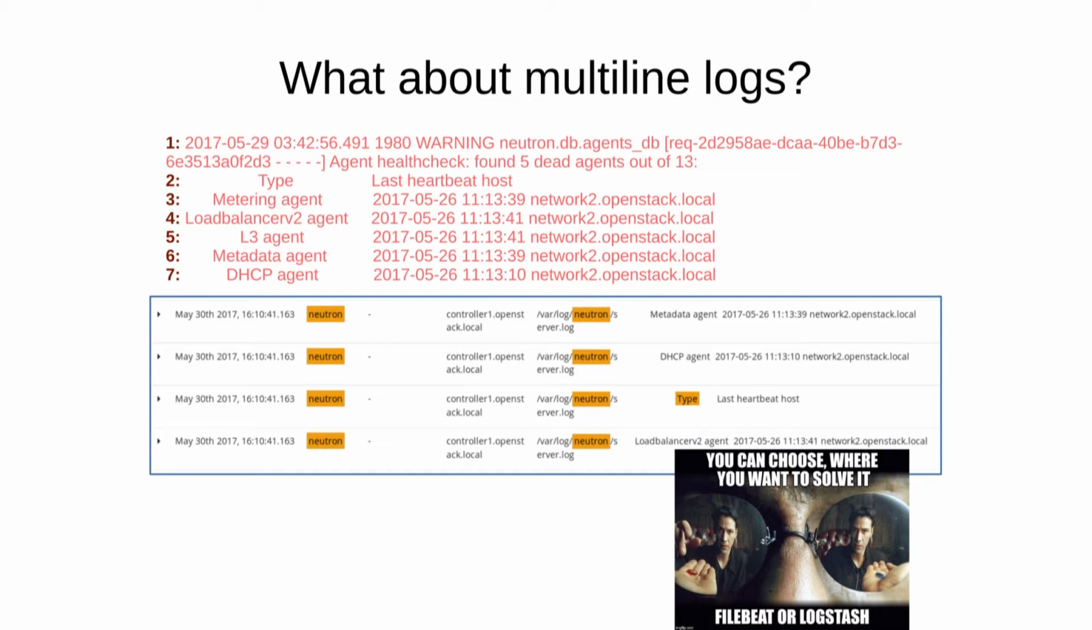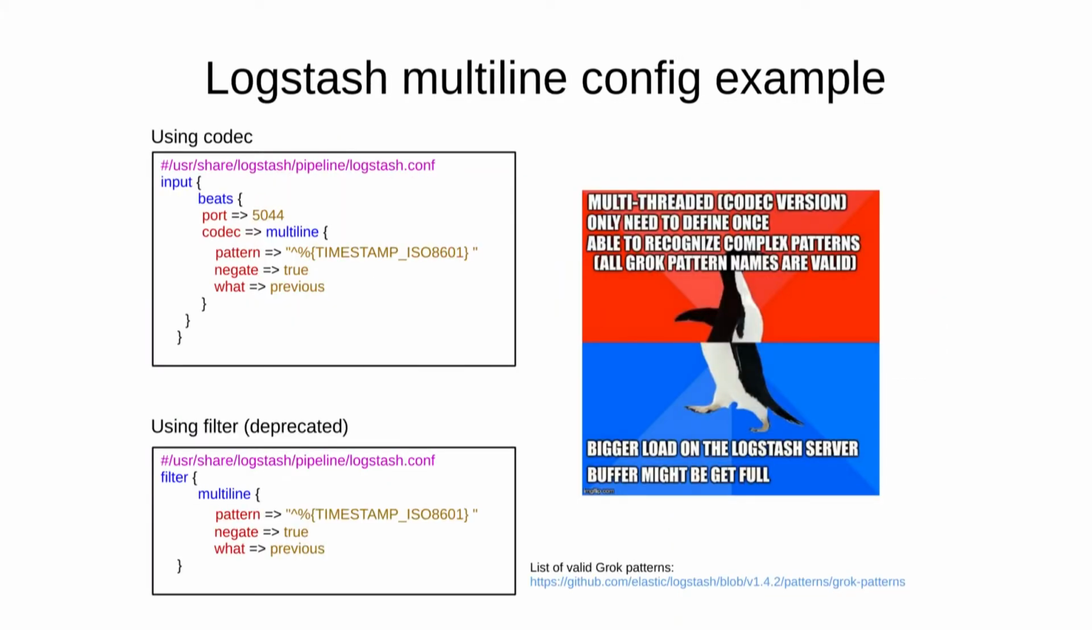So you can choose, do you want to handle this multi-line event processing on the Filebeat side, or do you want to deal with it on the Logstash side? So let's check what these are. If you want to handle it on the Logstash side, you have 2 options. One is already deprecated, that's the lower part.